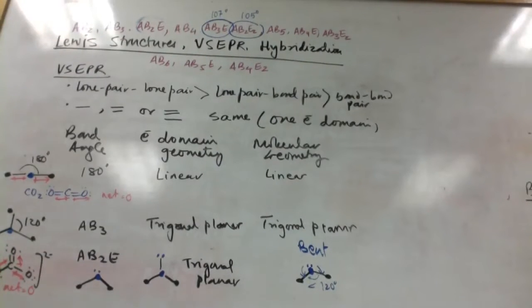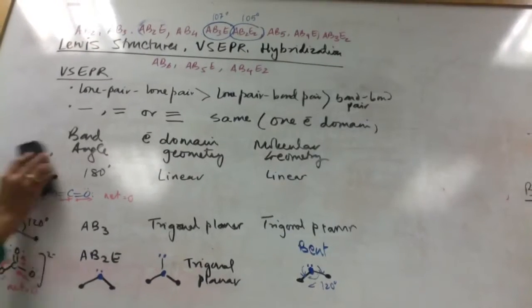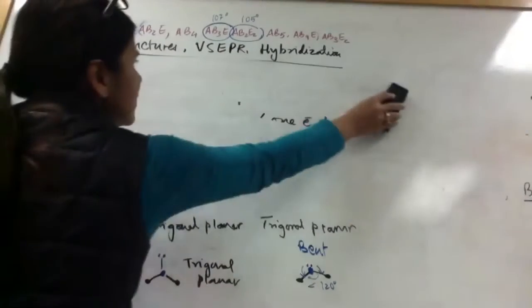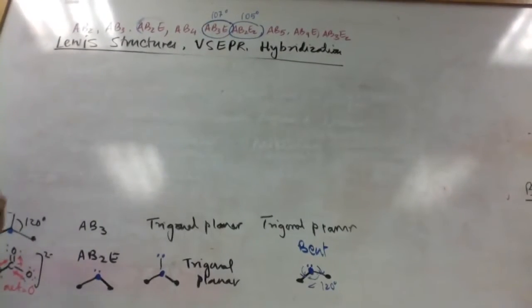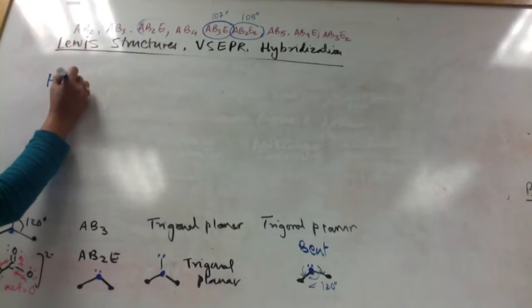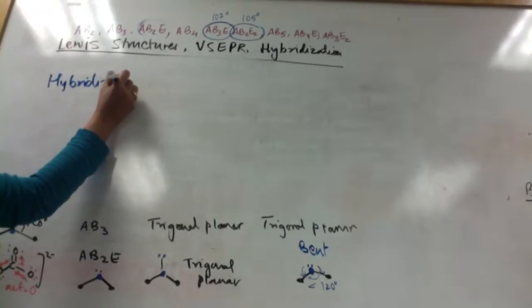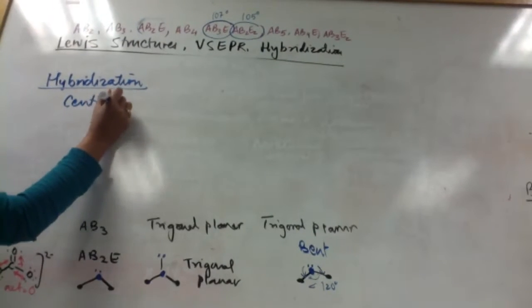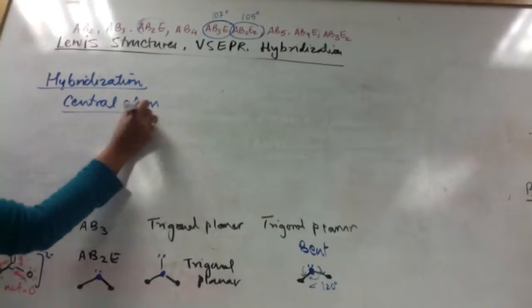Hybridization. Okay, all right. We're going to hybridization. So hybridization happens when the atoms come together to form a molecule, and hybridization impacts the central atom in a molecule. I'm going to erase this here, but I'm going to leave that there. So in hybridization, first of all, you need to know it happens on central atom, not on the side atoms.